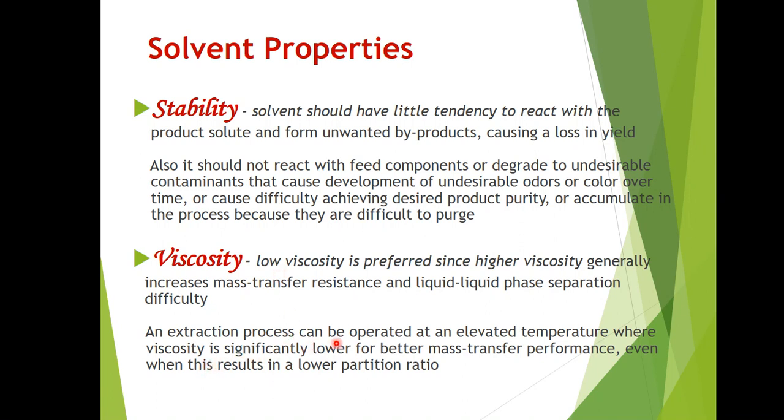So an extraction process can be operated at elevated temperature where viscosity is significantly lowered for better mass transfer performance, even when this results in a low partition ratio. Even if it will result in a low partition ratio for viscous feed, at times there's a need to operate your extraction equipment at elevated temperature, or shall I say normally higher than standard room temperature. That way, the difficulty of transferring the mass of a solute from the feed to the solvent will be addressed. That is in the case of this property, which is viscosity.